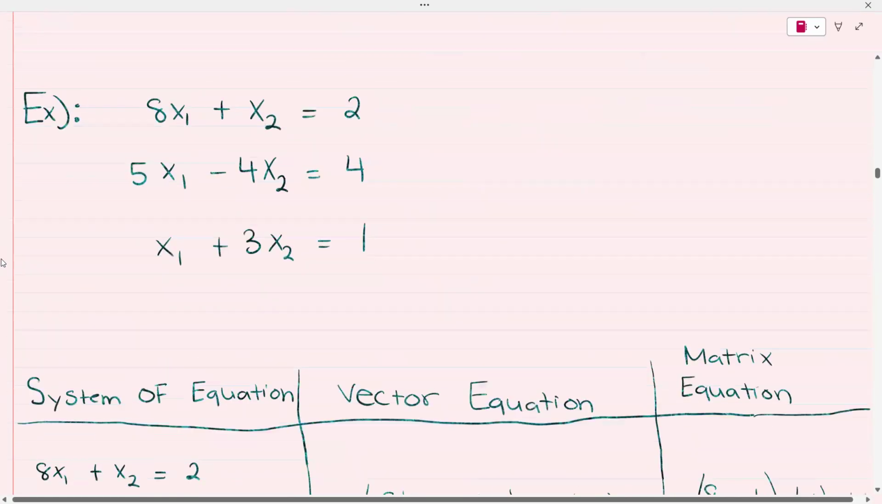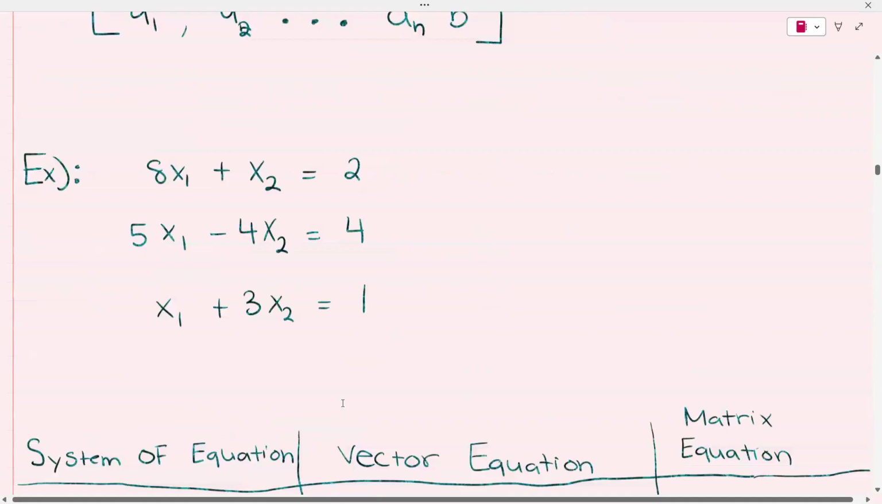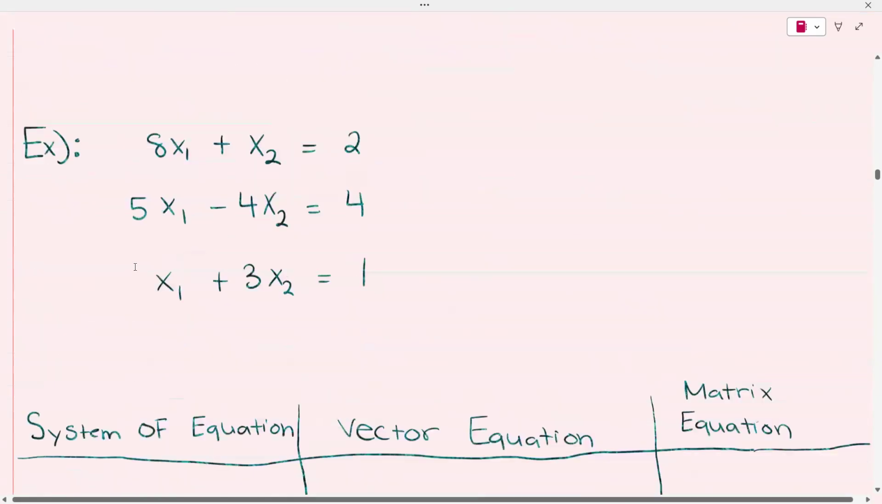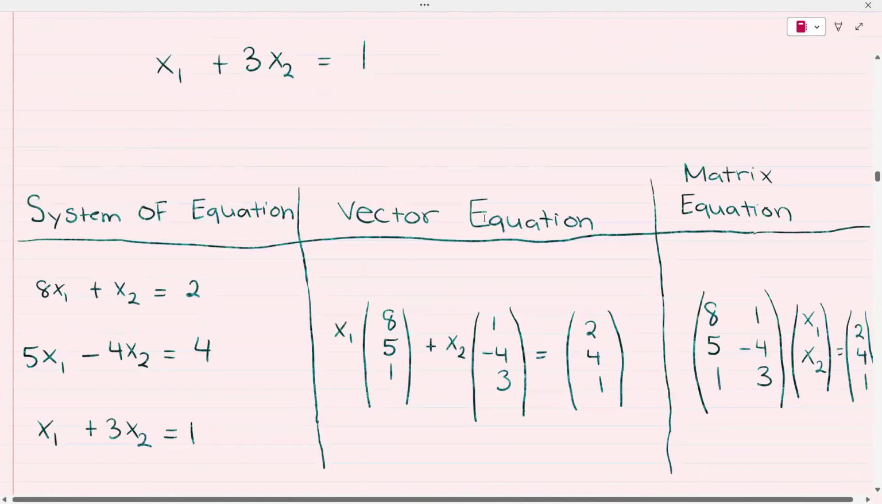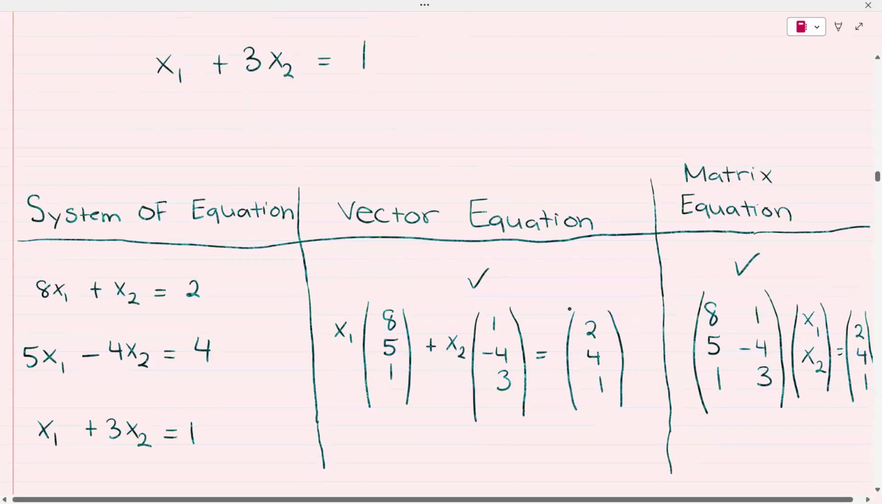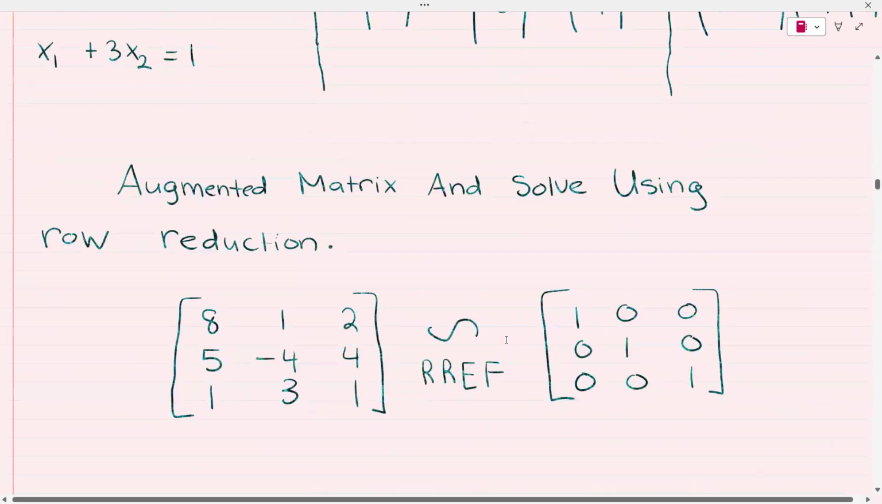So let's look at this example. We have this system of equations: 8x1 plus x2 equals 2, 5x1 minus 4x2 equals 4, and x1 plus 3x2 equals 1. So you can write it in three different forms. You can write it as a system of equations, which we already have, which was given. You can write it as a vector equation. So this would be a vector equation. And then you can also write this as a matrix equation. Okay.